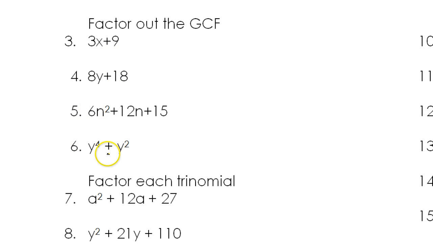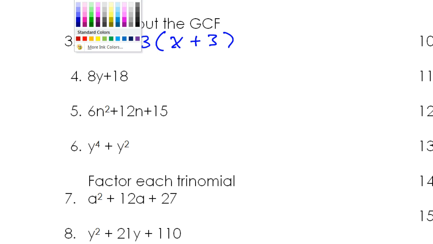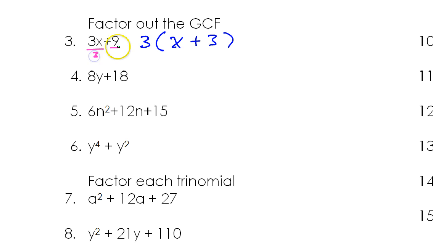For these first 4 problems, we just need to factor out the GCF, which stands for greatest common factor. Both of these terms are divisible by 3. So if we pull out that 3, that's going to leave behind x plus 3. Once you pull out a common factor, in your mind you should be dividing by that common factor to figure out what goes on the inside.